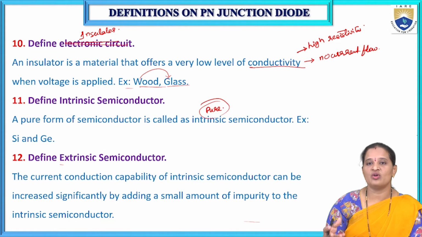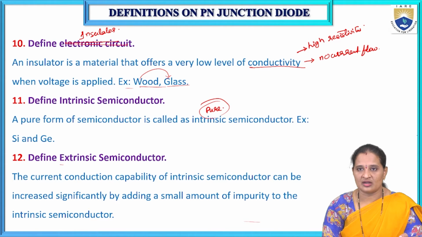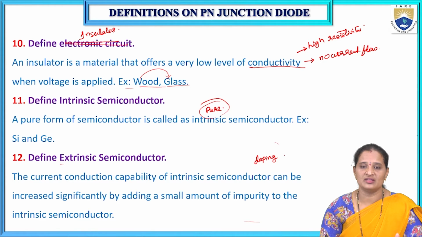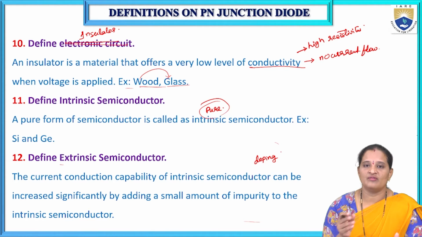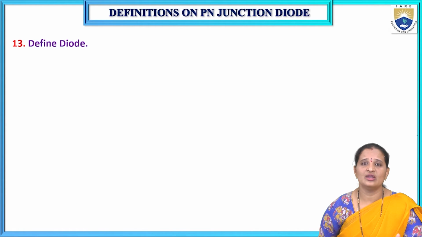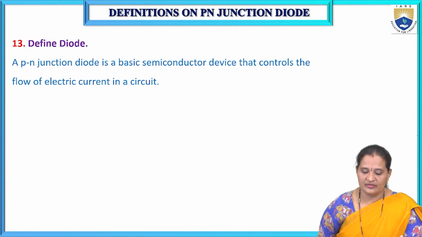So the impure form of semiconductor is known as an extrinsic semiconductor, and we add impurities to the pure semiconductor. The process of adding impurities to the pure semiconductor to get the extrinsic semiconductor is known as doping. So if any intrinsic semiconductor is doped with some impurities, it will give you an extrinsic semiconductor. The extrinsic semiconductors are again of two types: N-type and P-type semiconductors. That we will be discussing.